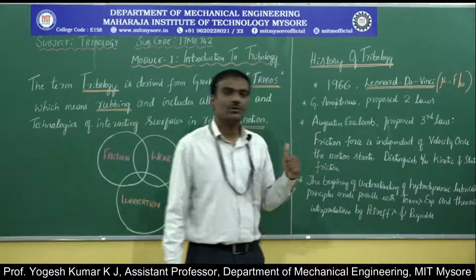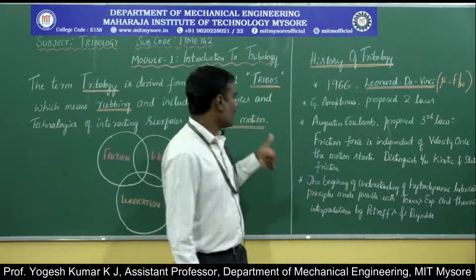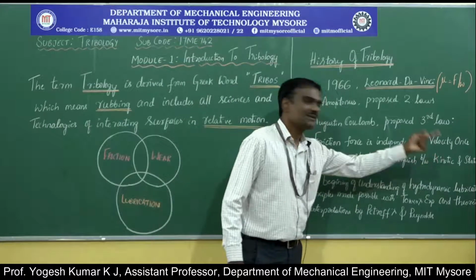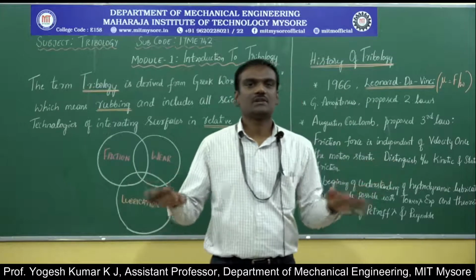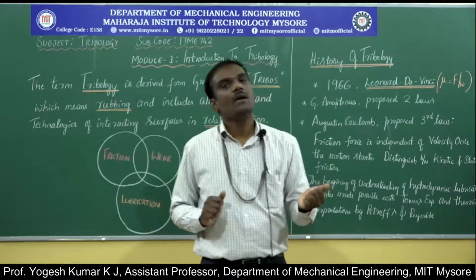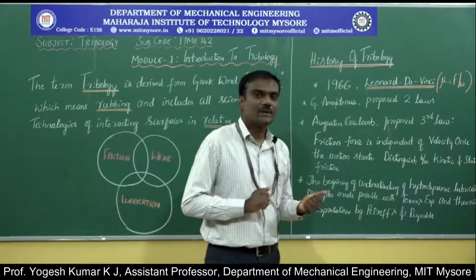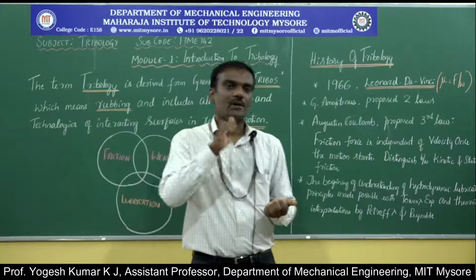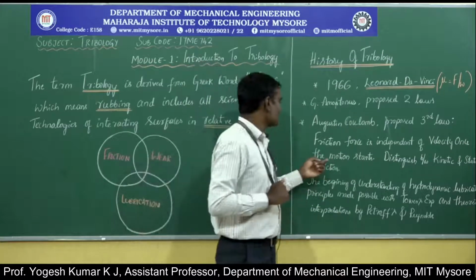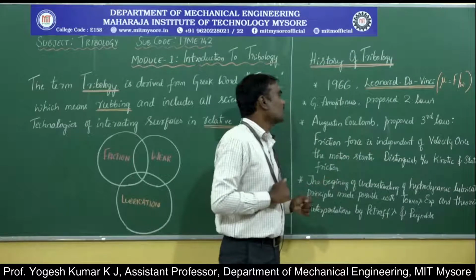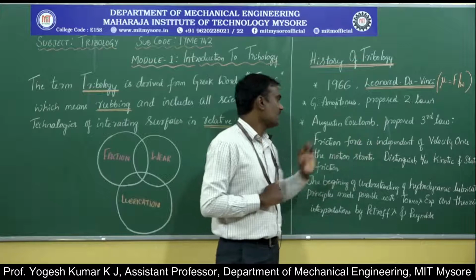Augustin Coulomb is the one who distinguished clearly between two concepts, kinetic friction and static friction. Static friction is the friction resulting at the beginning of the motion of the mating surfaces. Kinetic friction is the friction resulting from the motion, during the motion. So he clearly distinguished between the two types of friction present in tribology, kinetic and static friction.